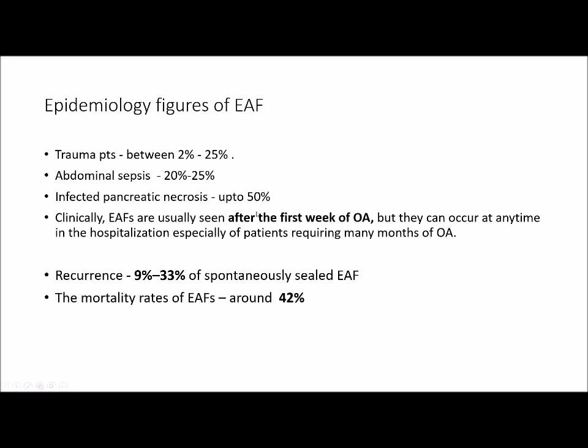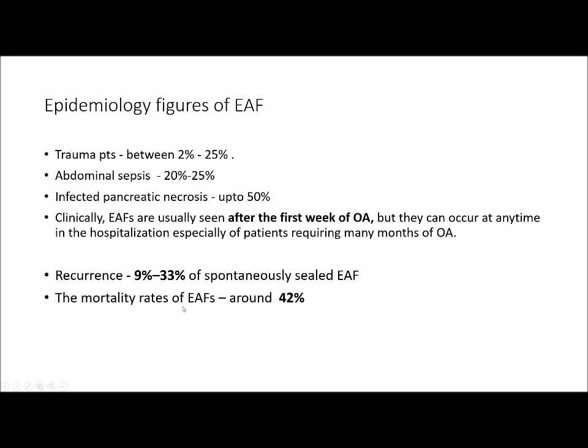And usually, when do they occur? After the first week of open abdomen, but they can occur at any time in the hospitalization, especially patients requiring many months of open abdomen. OA stands for open abdomen. Okay, you have open abdomen, you do a laparoscopy in a patient, and we talked about the laparoscopy and the methods of covering it. Basically, those methods may or may not be adequate enough to prevent the formation of EF. Obviously, they are not in 1/4 of the patients, almost half of this patient group. And occurring when? In the first week of OA.